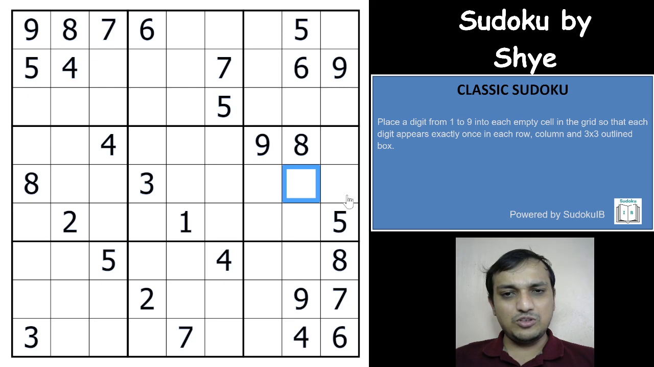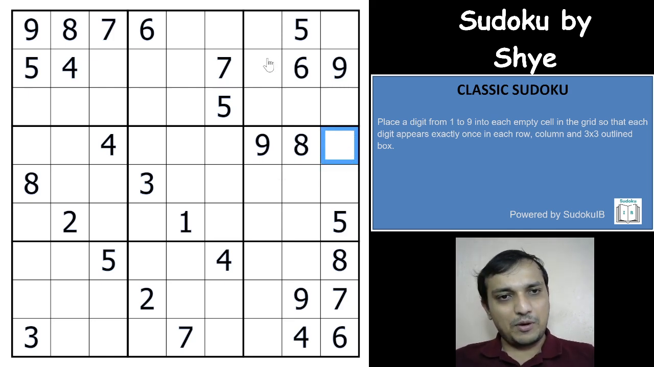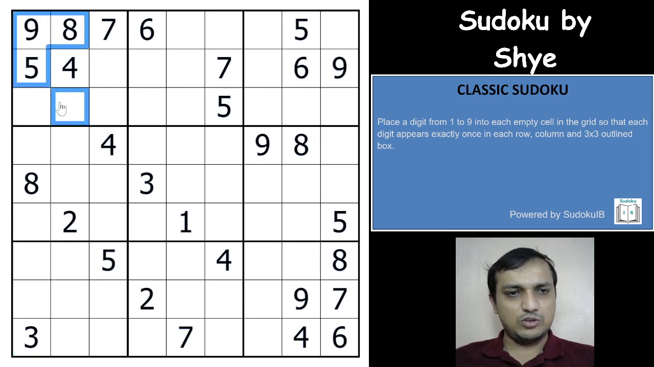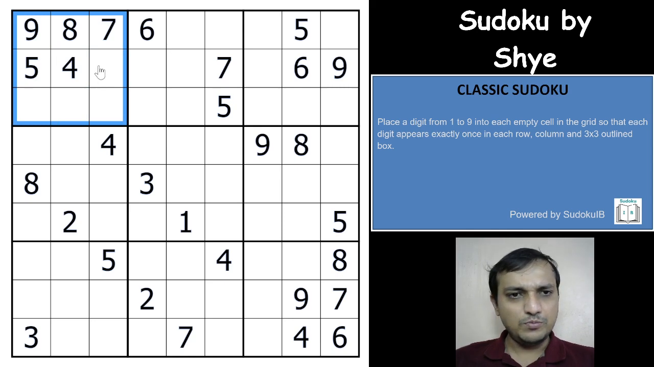And now coming back to this Sudoku. Classic Sudoku rules apply. You need to place digits from 1 to 9 in each row, each column, and 3 by 3 box without repetition. And with that we should start solving this Sudoku.